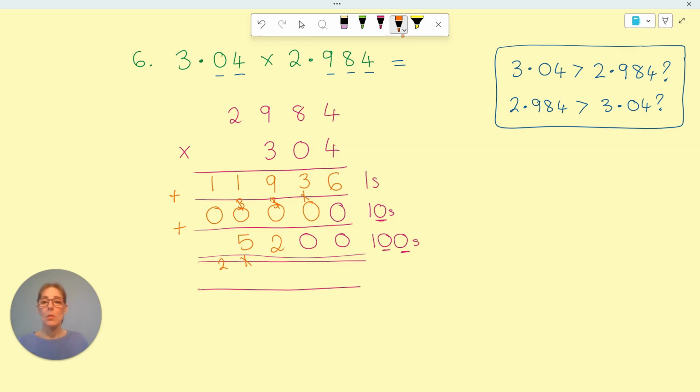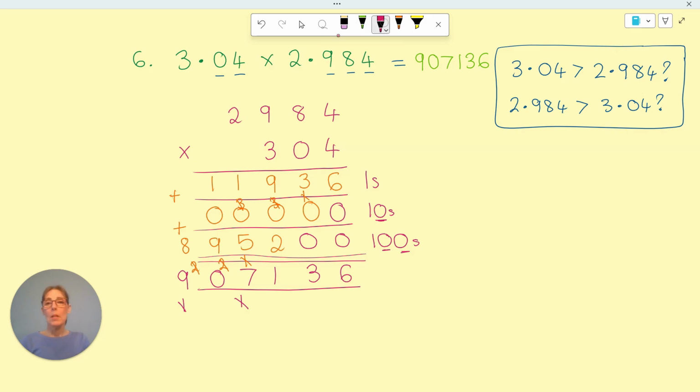3 9s are 27, 28, 29. 3 2s are 6, add 2 is 8. So we've got 6. This is why it's useful to have columns so you can see and keep them underneath each other. 9, 10, 11, 5, 6, 7, 9, 10. 8 plus 1 is 9. So we've got 9, 0, 7, 1, 3, 6.